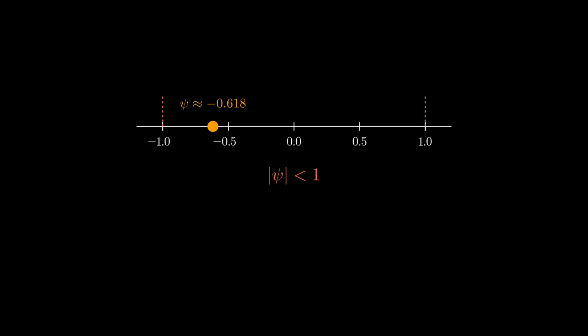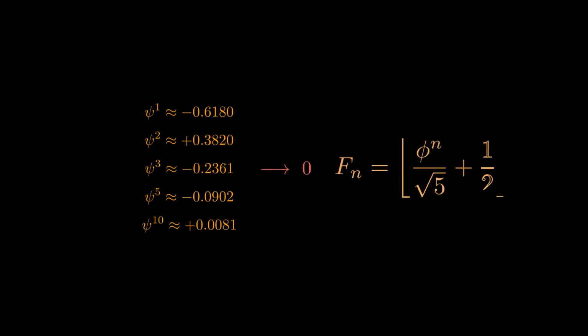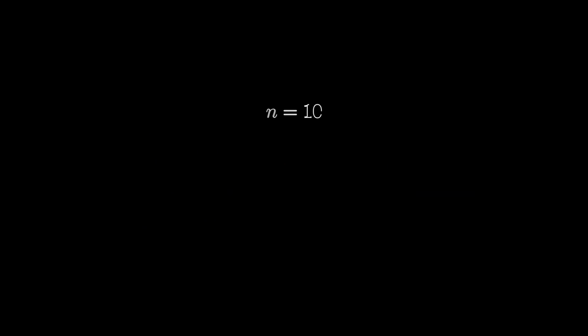Psi is approximately negative 0.618. Its absolute value is less than 1. So psi to the n shrinks towards 0 as n grows. For large n, the psi term contributes almost nothing. In fact, for every n, F of n equals the nearest integer to phi to the n over root 5. Always. Exactly. Plug in n equals 10. Phi to the 10 over root 5 equals 54.999. Round up.